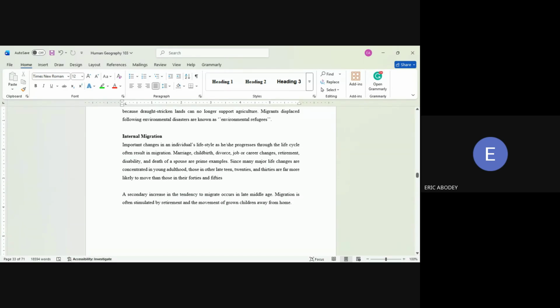Okay. So we have what is called internal migration. The first one we talked about was international, then we have internal. International is between two or more countries, but with internal, we are looking at what is within the country.